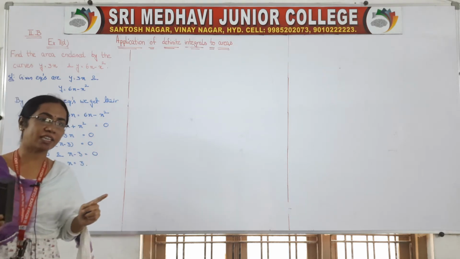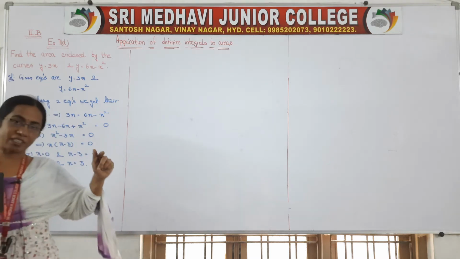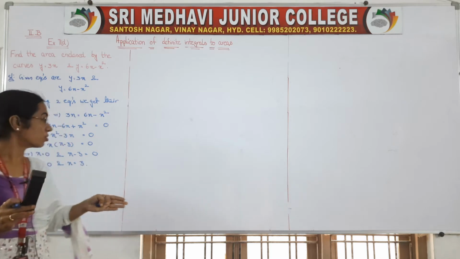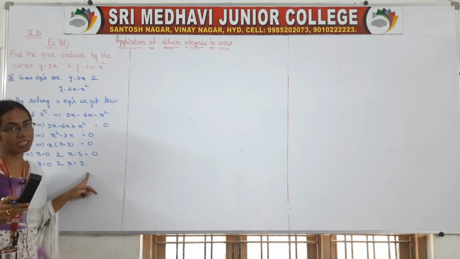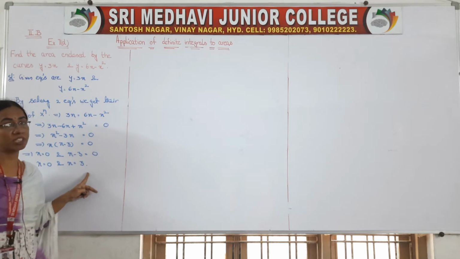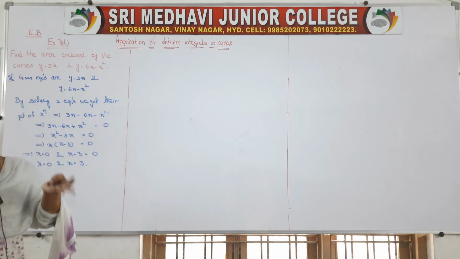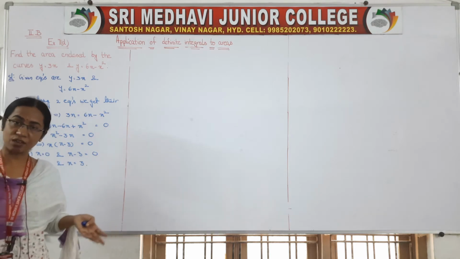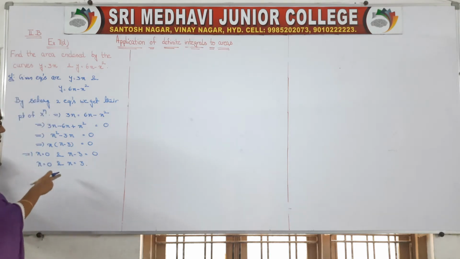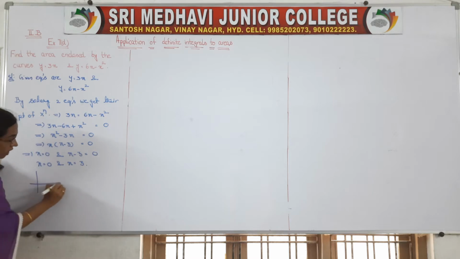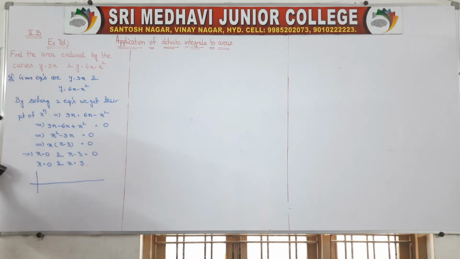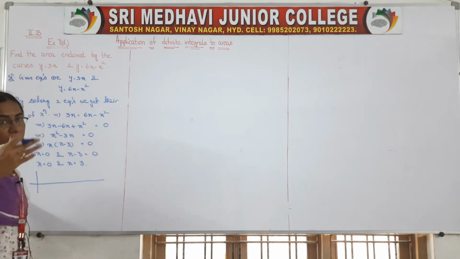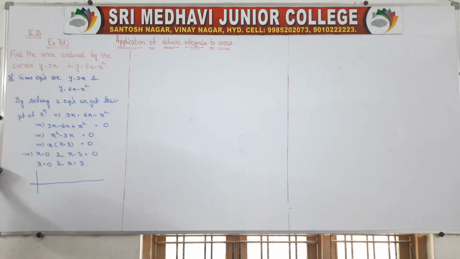We have to find the area of this curve and this line from x is equal to 0 to x is equal to 3. But we should know whether the area is above the x-axis, below the x-axis, or on the right side of the y-axis or left side of the y-axis. So to know that, we have to construct the diagram. To construct the diagram, we need some x and y values, so that we can construct the diagram based on the x and y axes, isn't it?